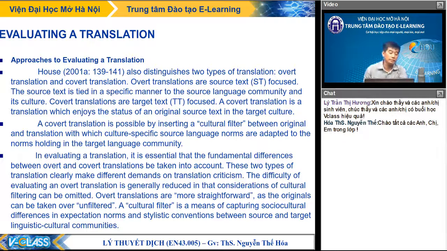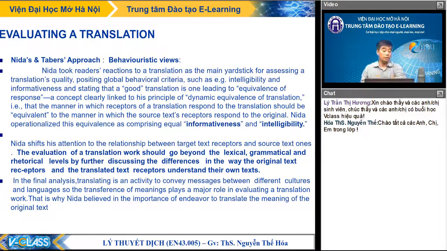And the final part is evaluating translation. In order to evaluate, we have to consider several things. In evaluating a translation, it is essential that the fundamental differences between overt and covert translation be taken into account. These two types of translation clearly make different demands on translation criticism. And for the needle and table approach, they consider the behavioral heuristic views. We have to pay attention to informativeness or intelligibility.